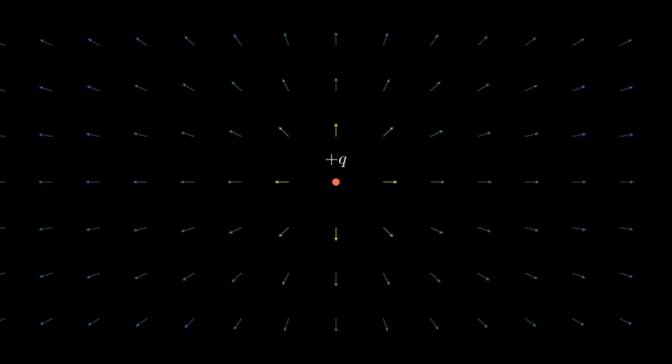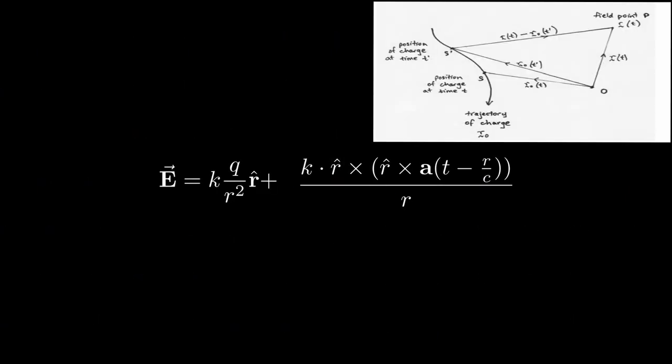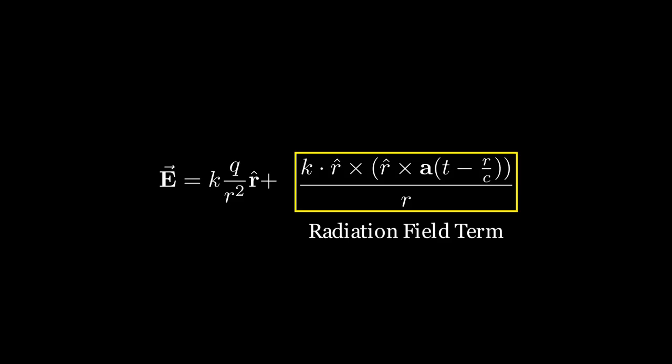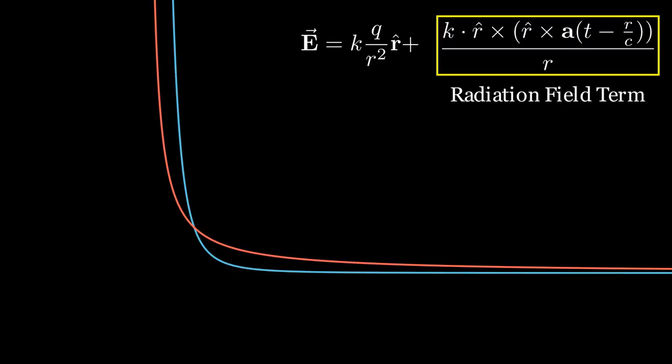This brings us to the radiation field, which acts as a correction term to Coulomb's law, incorporating the effects of charge acceleration. Unlike Coulomb's field, which falls off as 1/r², the radiation field is inversely proportional to r. This means that at large distances, the radiation field dominates over Coulomb's field. Thus, in most cases, we can ignore Coulomb's law and focus solely on the radiation term when analyzing electromagnetic waves.